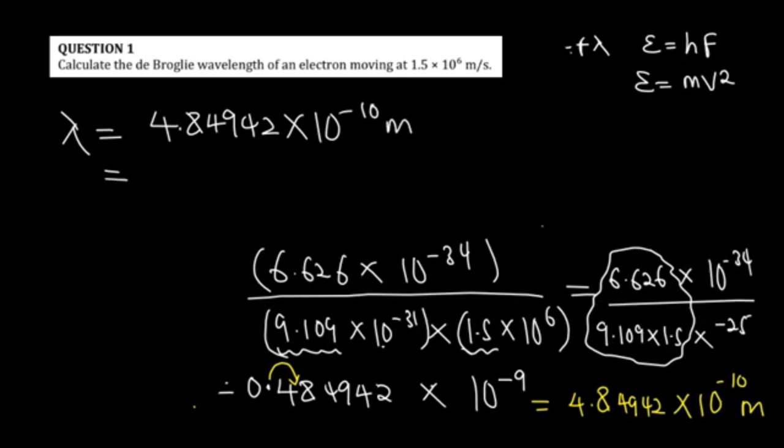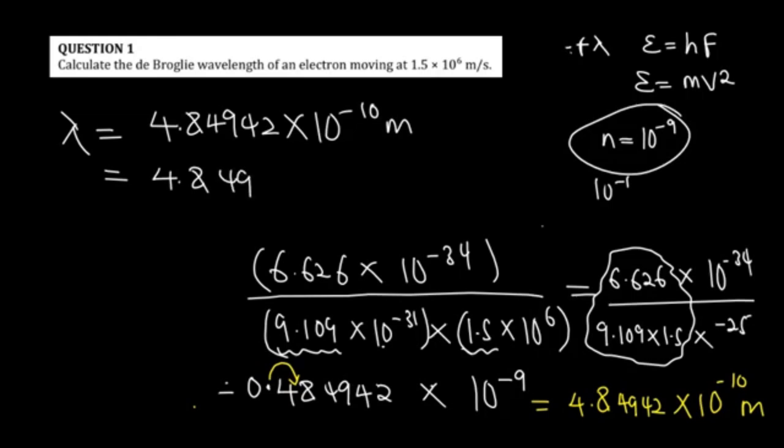So nanometers, I know that my nano is the same as 10 to the power minus 9. Okay, so it means here I'll just remain with what? 10 to the power minus 1, because the 10 to the power minus 9 will just become a nano. So what I have is 4.84942 times 10 to the power minus 1. I'll separate this, times 10 to the power minus 9, and then meters.